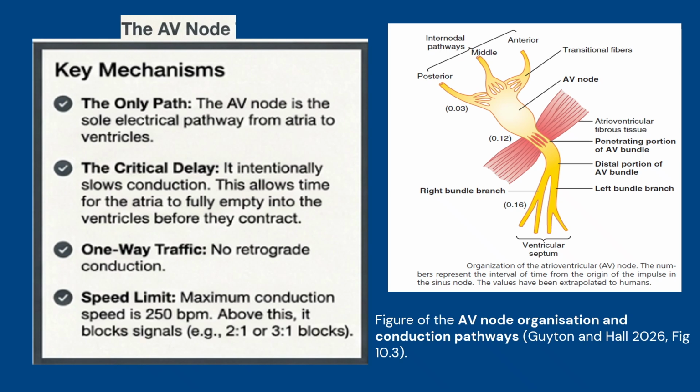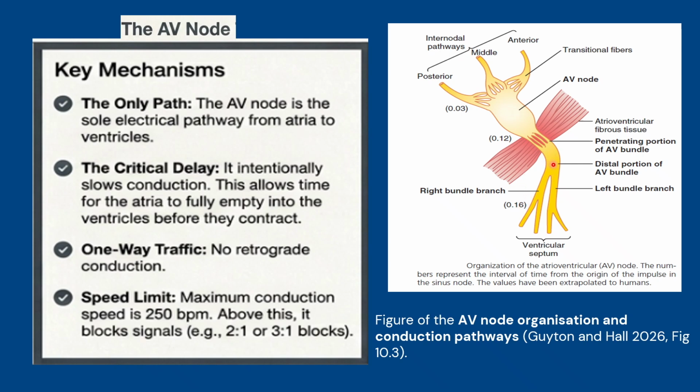So the AV node is the only connection, the only pathway between the atria and ventricles. There are no other connections between the atria and ventricles. Later on, we'll learn about certain pathological abnormalities like Wolff-Parkinson-White syndrome, in which there is another extra connection between the atria and ventricles, but this is pathological. So physiologically, it is the only pathway.